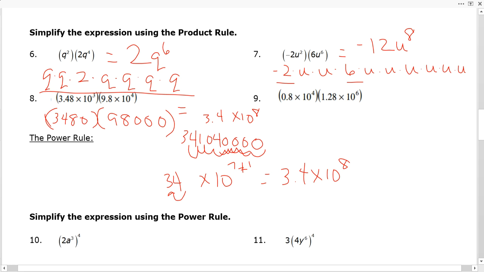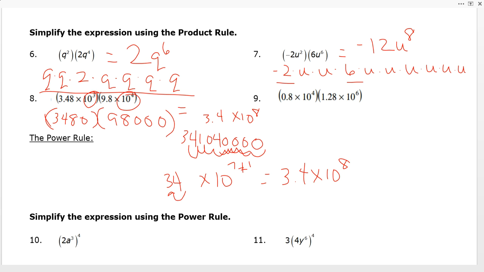I have to learn to write smaller. So it's really the same thing as we were doing with the product rule. I added these together, and then I multiplied the 3.48 times the 9.8. And I got 3.4 times 10 to the 8th.